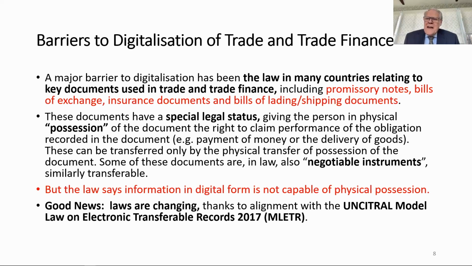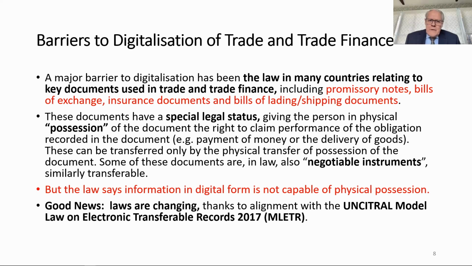The problem that has confronted trade and trade finance is rather ironic. The law on this topic traditionally around the world dates back to the 19th century. And not surprisingly, the solution that they found to ensure trustworthy trade and trade finance documents was to ensure that those documents should be in paper form and physically signed by whoever should be signing the documents.